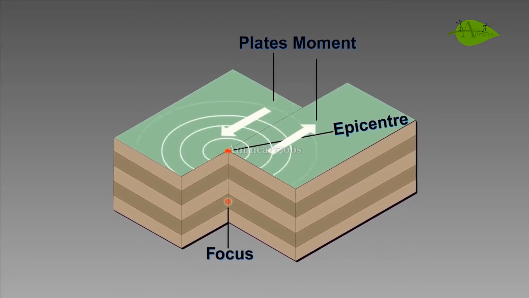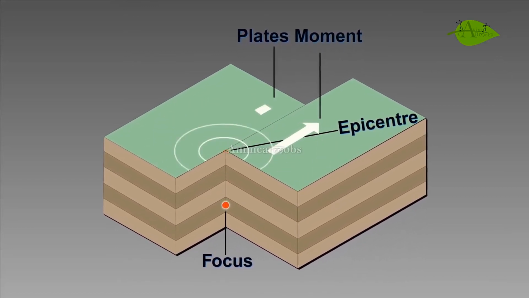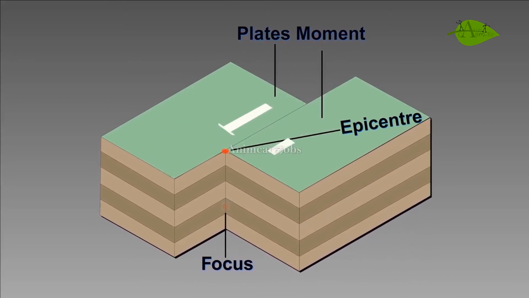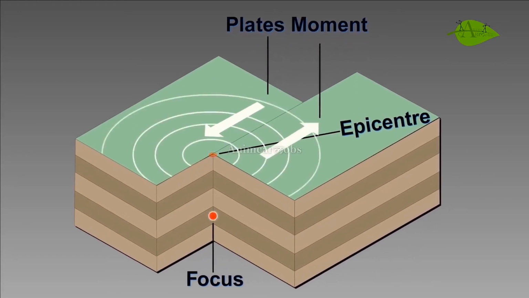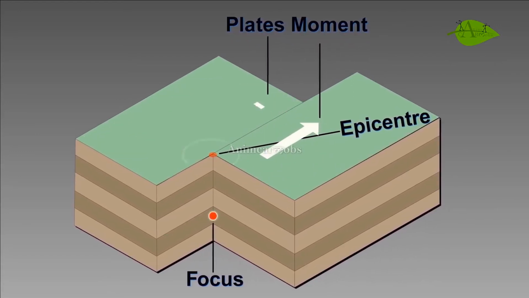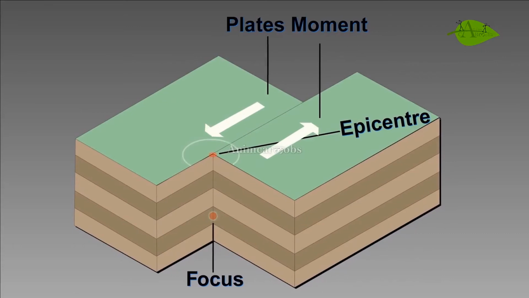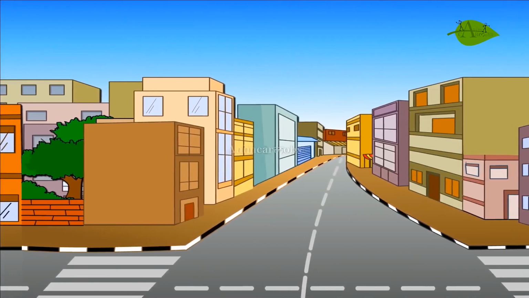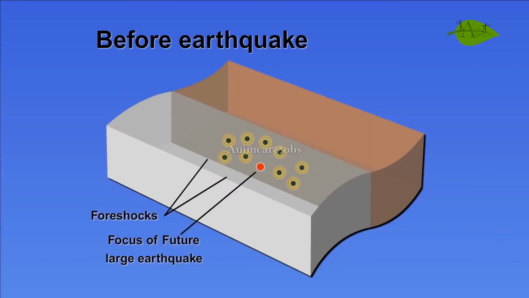From the focus, waves of energy travel towards the Earth's surface, shaking the Earth from within. The point on the surface directly above the focus is called the epicenter. From the epicenter, the energy waves travel in different directions on the Earth's surface, causing vigorous movements on the surface of the Earth, known as an earthquake. A powerful earthquake can destroy an entire city within seconds.